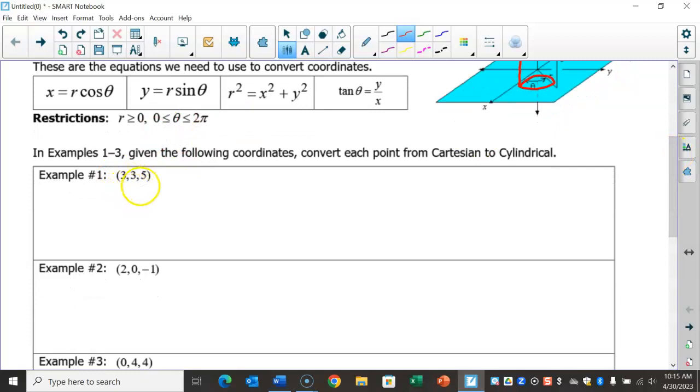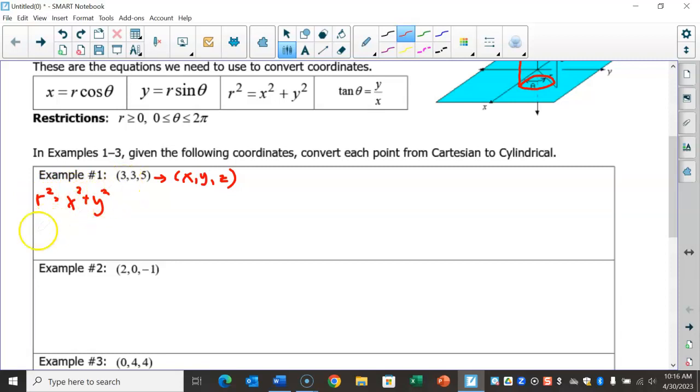Let's do the first example here. It says, given the following coordinates, convert from Cartesian to cylindrical. I want us to notice that right now we're given Cartesian coordinates in x, y, and z. So the first thing we're going to do is find r, using the equation that you see right here: r squared is equal to x squared plus y squared.